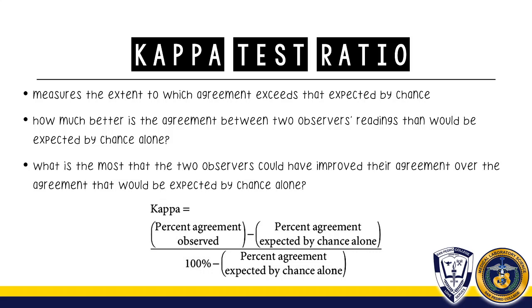Out of 100, what are the odds or chances that the two agree just by chance? It is literally out of chance. And this is how we compute your kappa: percent agreement observed minus percent agreement expected by chance alone, divided by 100% minus percent agreement expected by chance alone. So the question now is how to get this. You already know how to compute the percent agreement observed.